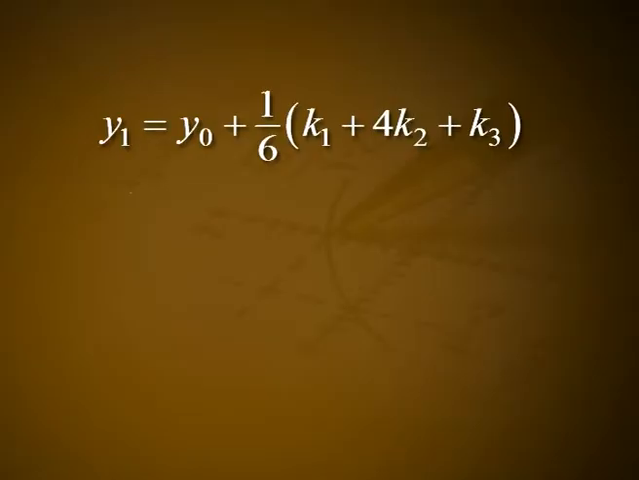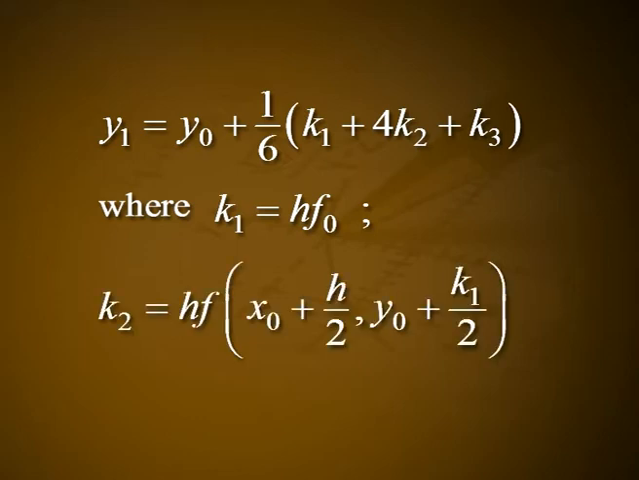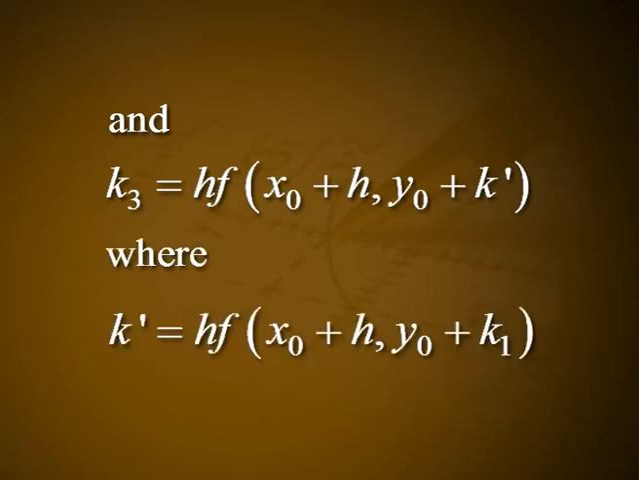y1 = y0 + 1/6 (k1 + 4k2 + k3), where k1 = h f0, k2 = h f(x0 + h/2, y0 + k1/2), and k3 = h f(x0 + h, y0 + k'), where k' = h f(x0 + h, y0 + k1). yn is obtained by replacing x0 by x(n-1) and y0 by y(n-1) in the above expression for n = 2, 3, etc.